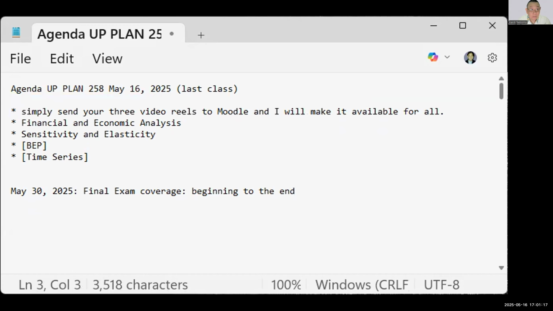So in that case, today we continue with financial economic analysis and sensitivity and elasticity, and hopefully, if we have time, we can continue with the given points. And I'm not sure about the time size.